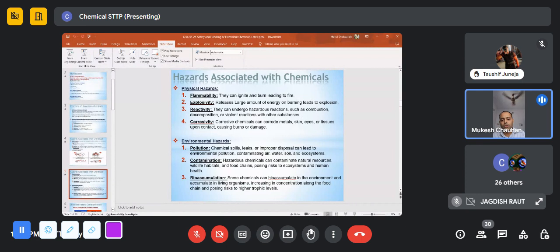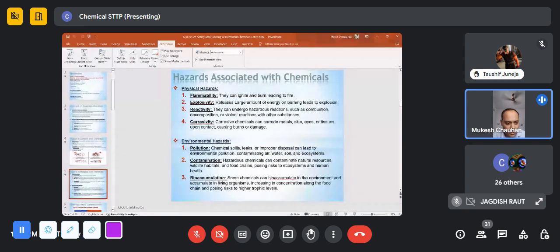Then comes environmental hazard. Environmental hazard means pollution of the environment, contamination of natural resources, and bioaccumulation in the ecosystem. Chemical spills, leakages, and improper disposal can lead to environmental pollution, contaminating air, water, and soil.